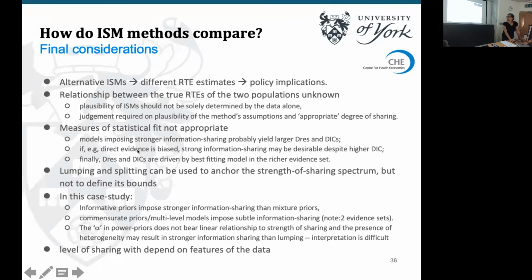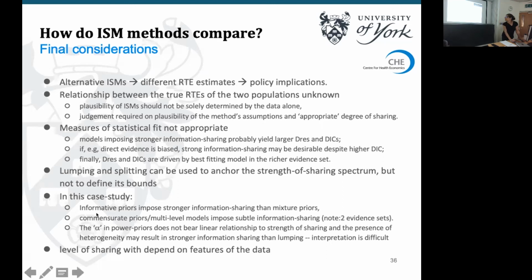But statistical fit is really inappropriate here in this case. And the other important conclusion is that whilst lumping and splitting can be used to anchor the spectrum of strength of sharing, they can't define its bounds, as we've seen by the power prior example, where for some power prior alphas, the estimate was above the estimate of lumping.